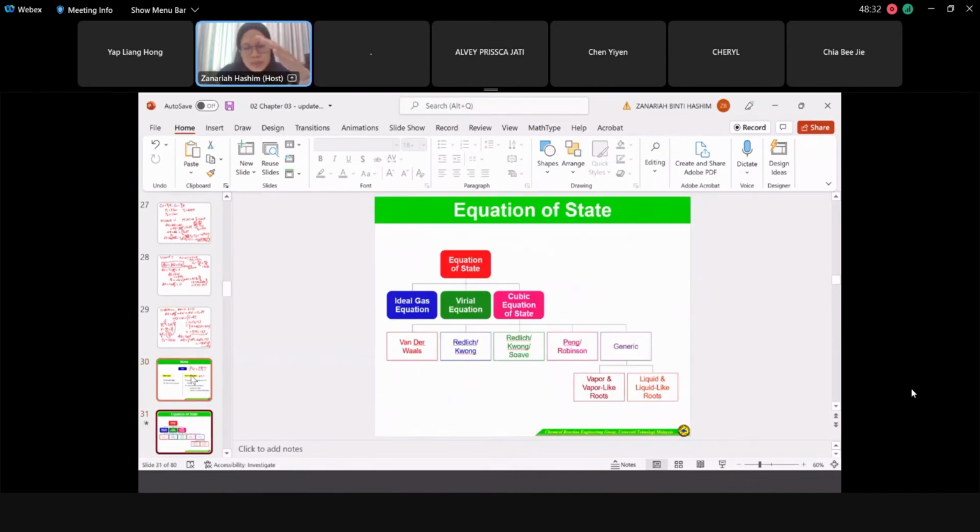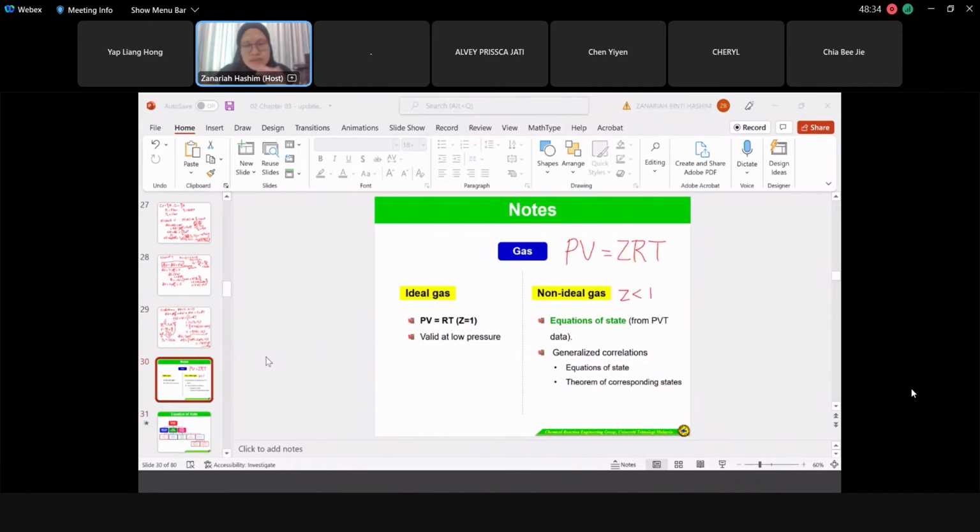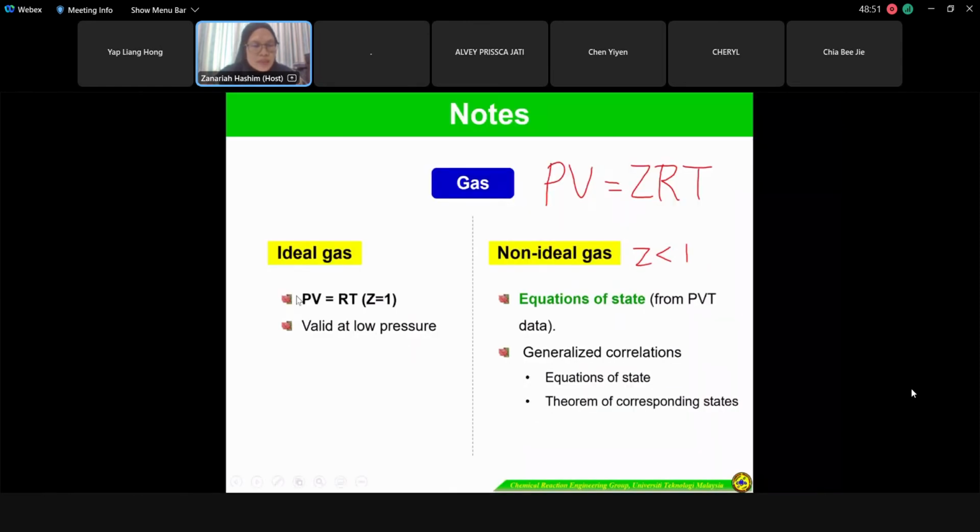So up until this point, you have learned about the ideal gas. In the following section, I will show you the calculation for non-ideal gas, or real gas. The ideal gas is simpler because you have this relation PV equals RT. The general equation that applies for all types of gas is PV equals ZRT. For ideal gas, the Z becomes 1, and this is valid for low pressure.